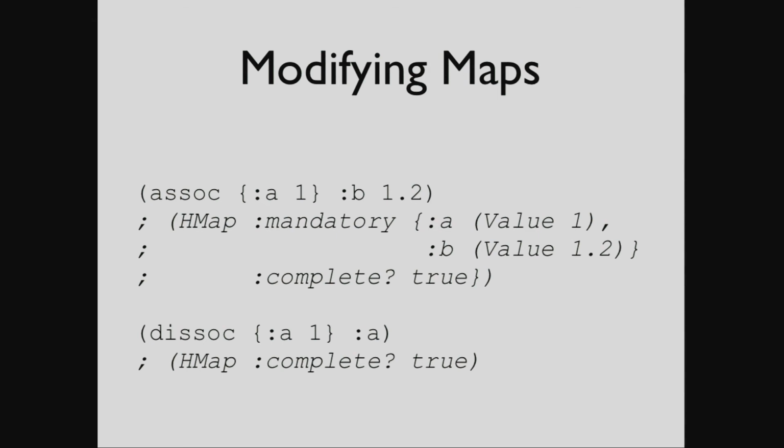And we've got a new mandatory key, this B key. And we preserve all the mandatory keys from the first argument of assoc. And with dissoc, it's kind of the same. We remember the completeness property and just remove whatever key we're removing. And this is basically the same as saying mandatory with an empty map.